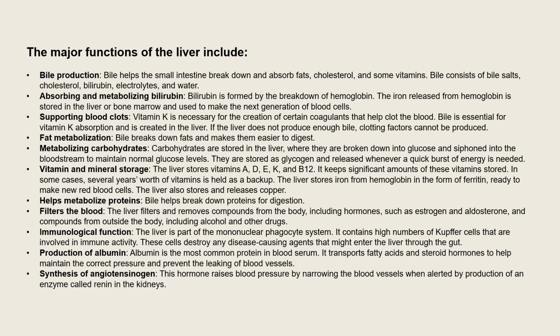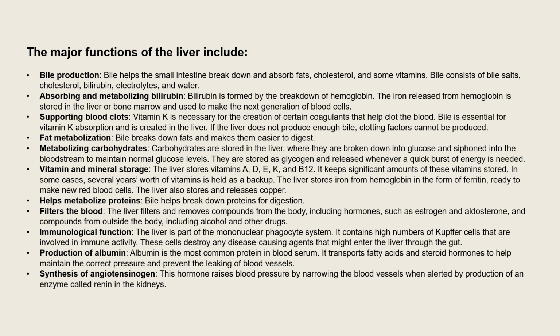I wanted to add in a little bit of a definition so you can read through this. You should know this. I think you guys know most of this. Bile production, I'll just read a couple of these. Bile helps in the small intestine to break down and absorb fats, cholesterol, and some of the vitamins. The liver supports blood clots, so vitamin K is necessary for the creation of certain coagulants that help clot the blood. Bile is essential for vitamin K absorption, so they go hand in hand. It's created in the liver.